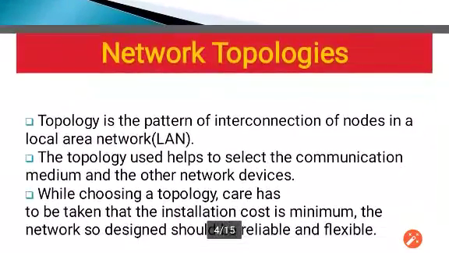Topology is nothing but the layout of the computer devices or your computer systems. You can also say it is a pattern of interconnections of nodes, that is the computer or any client or anything in a local network, that is your LAN. It also helps to select the communication medium and other network devices.